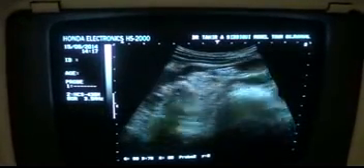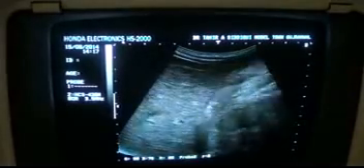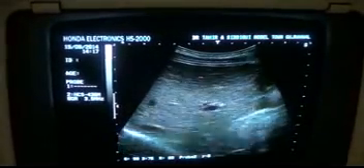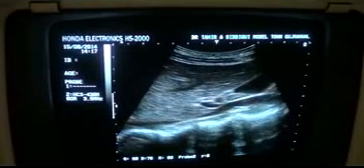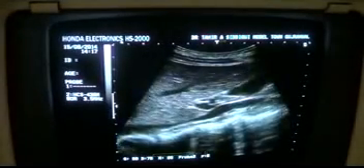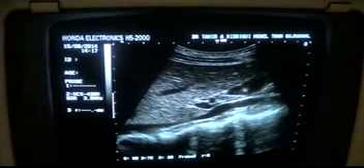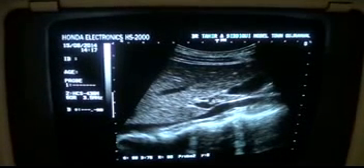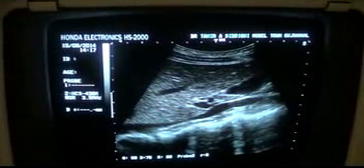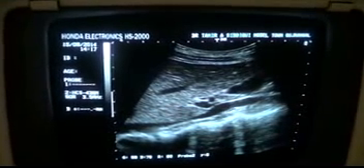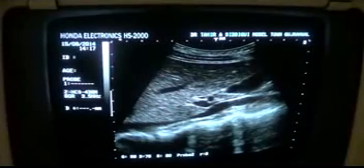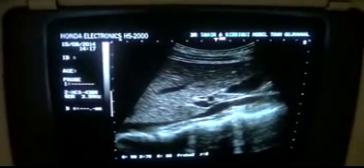however the hilar region is unremarkable. This is the IVC. This is the inferior vena cava, the gallbladder, portal vein, CBD, the liver, and you see this tiny cystic area is the right renal artery in transverse section.